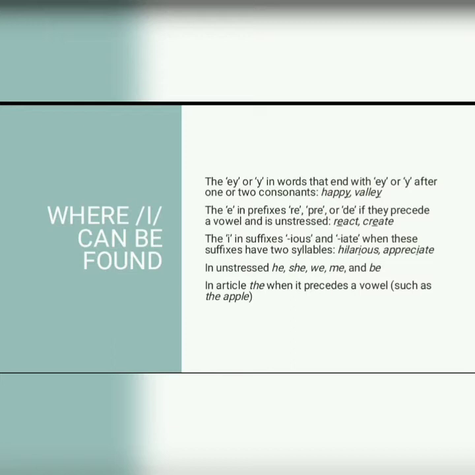Next, the E in prefixes re, pre, or d if they precede a vowel and is unstressed, like in the words react and create. Next, the E in suffixes ears and eate when the suffixes have two syllables, like in the words hilarious and appreciate. In unstressed, he, she, we, me, and be. And the last is in the article the when it precedes a vowel, such as the apple, not the apple.